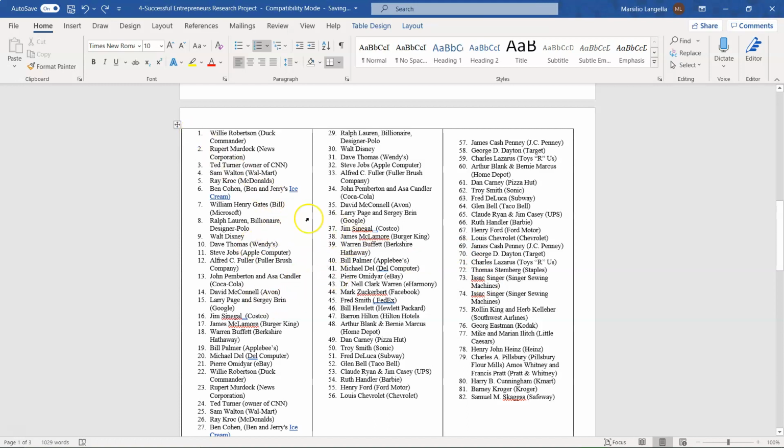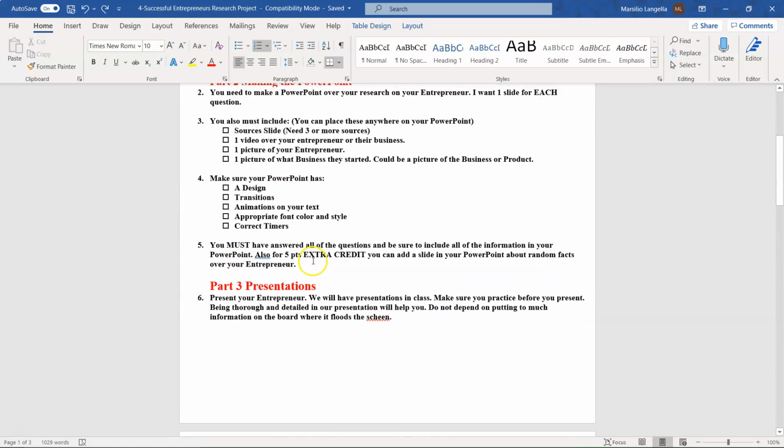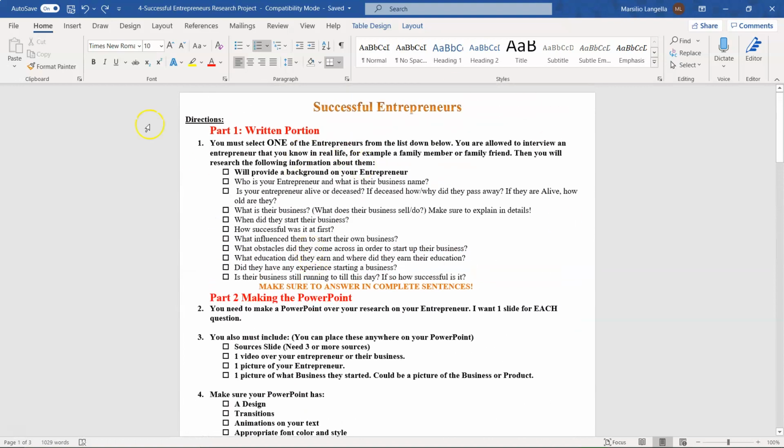I want you guys to pick one, and you can use that one, or if you know somebody that's an entrepreneur, that's a local business, you just let me know who they are, and then you can interview them for this. So to give you a general sense, the first part of this is going to be the written portion. You're going to pick one entrepreneur on the list below. You can have an interview with somebody if you know them in real life. And then you will do this research following the list here, and I'll highlight them for you.